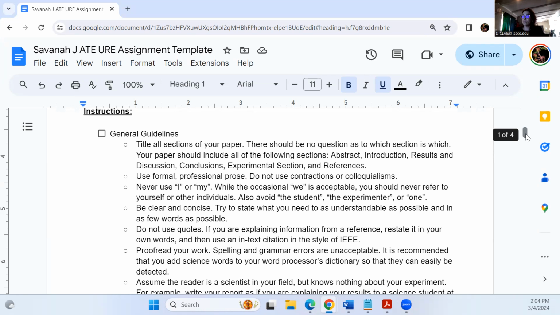So you're going to have all of the following sections in your paper: abstract, introduction, results and discussion, conclusions, the experimental section, also sometimes called the materials and methods, and your references. You're going to use formal professional prose. So consider if you were writing a report for your boss, that's the kind of language that you want to use. Consider that this would be a job that you actually want to keep.